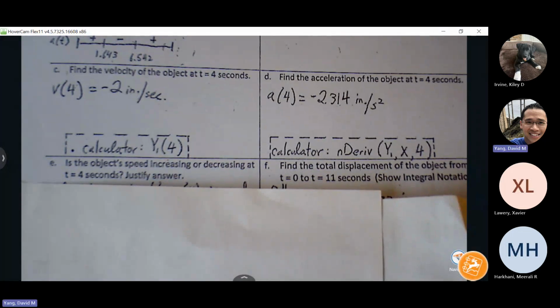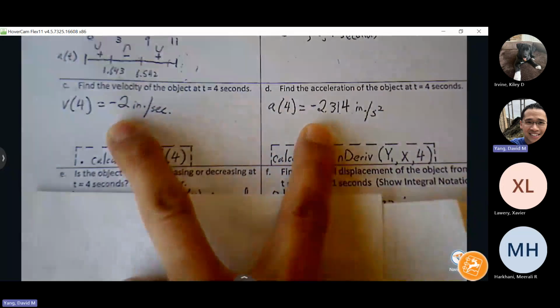Part E, is the object's speed increasing or decreasing? How do we do increasing or decreasing speed? Compare velocity and acceleration. Same signs would mean increasing speed. Opposite signs would mean decreasing speed. So in this case, we can conclude what? Increasing speed.